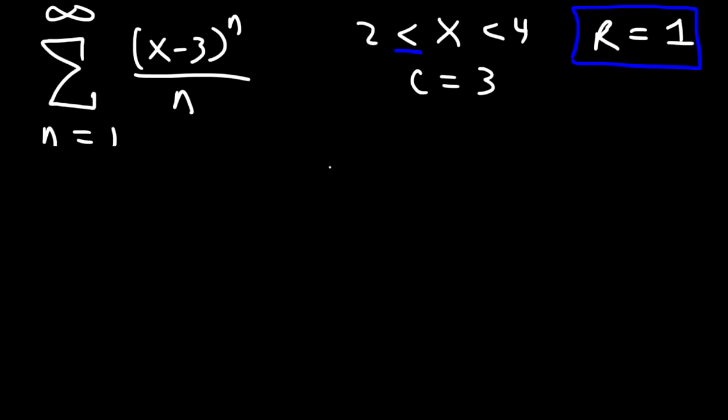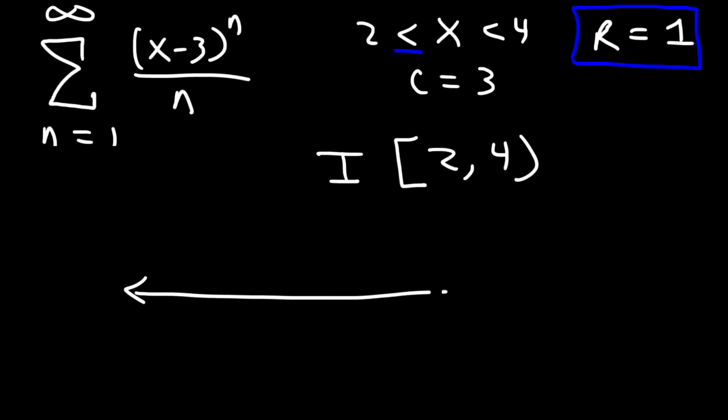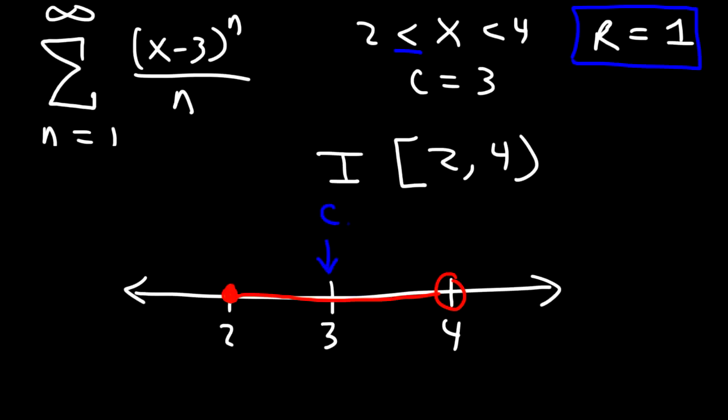So we can write the interval of convergence like this. It's going to be a bracket at 2 and a parenthesis at 4. So plotting it on a number line, we have the center at c, and the endpoints are 2 and 4. So we're going to have a closed circle at 2 and an open circle at 4. And here is our c value. The power series is centered at 3. And so this is the radius of convergence, which is 1.